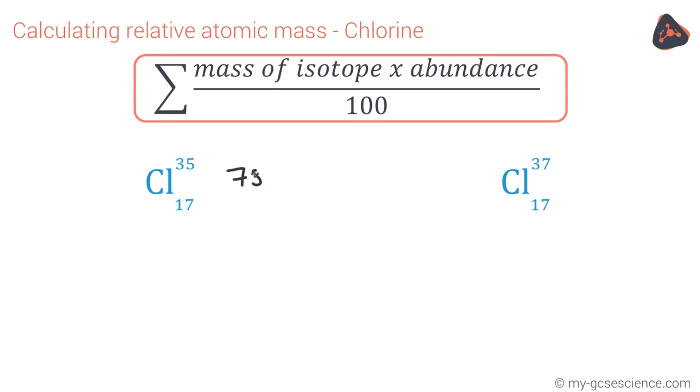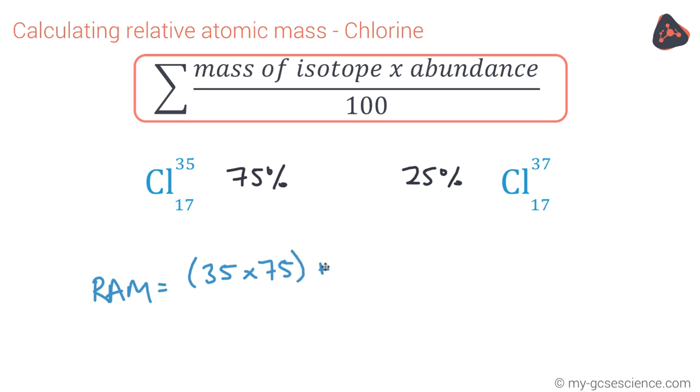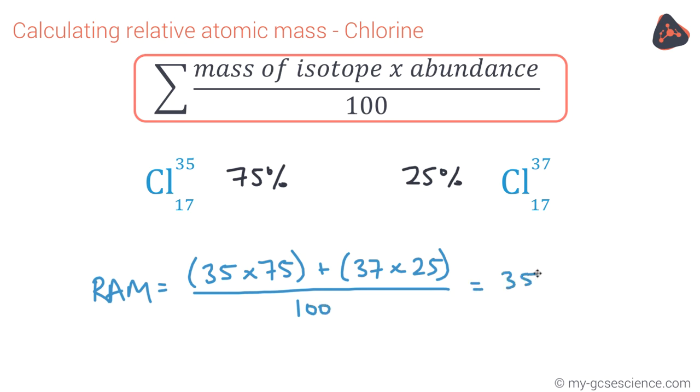75% of the atoms of chlorine have a mass of 35, and 25% of them have a mass of 37. So to plug these numbers into the formula, the relative atomic mass would be 35, the mass of the isotope, times 75, its abundance, plus 37, the mass of the second isotope, times 25, its abundance, all over 100. That gives us a relative atomic mass of 35.5, which, if you check on the periodic table, is what you have for chlorine.